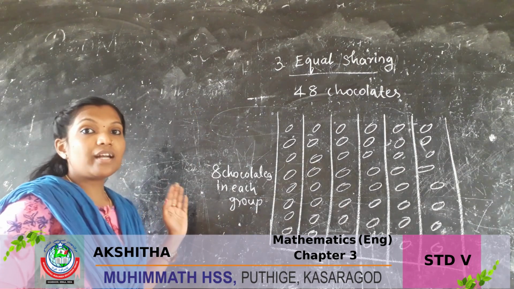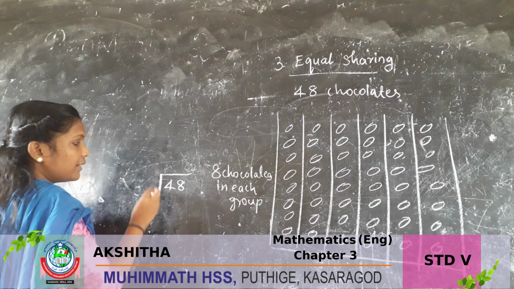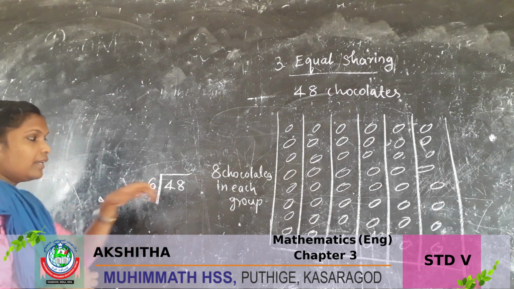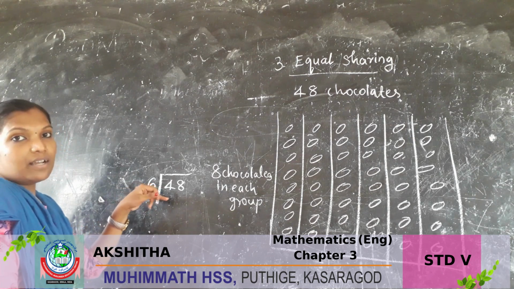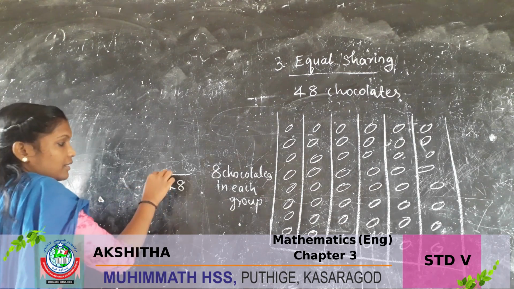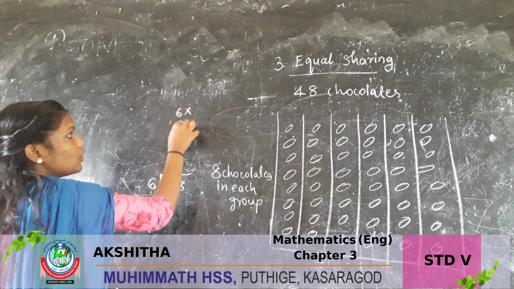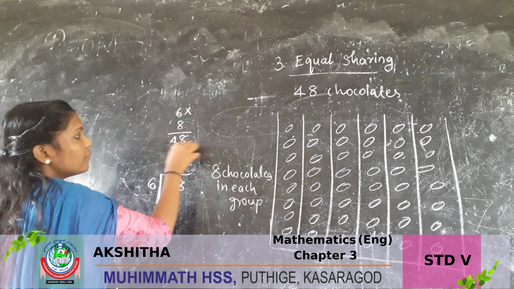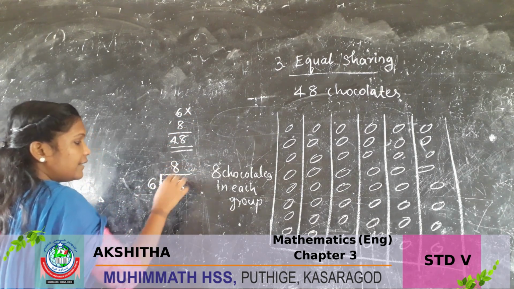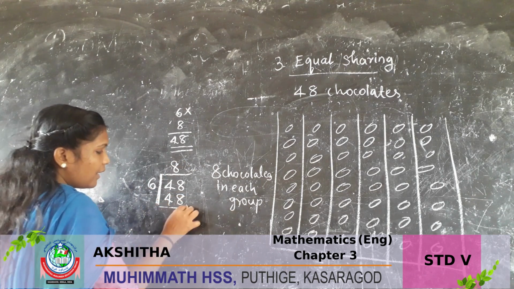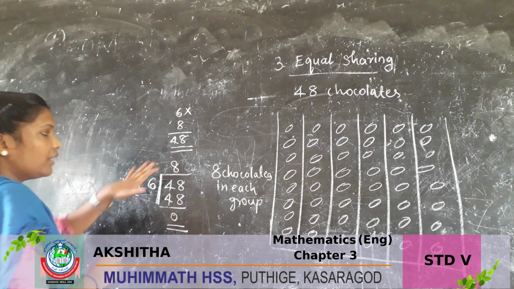How can we write this? 48 divided by 6. Here 48 is the dividend, 6 is the divisor. 6 how many times is 48? 6 eights are 48, right? So what is the answer here? 8. 6 eights are 48. 48 minus 48 is 0.